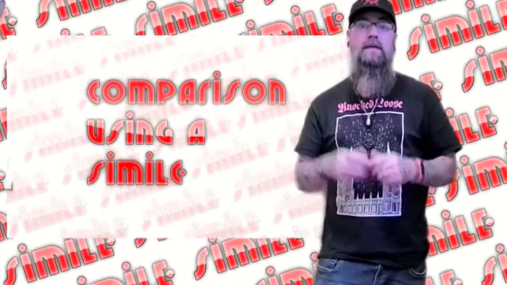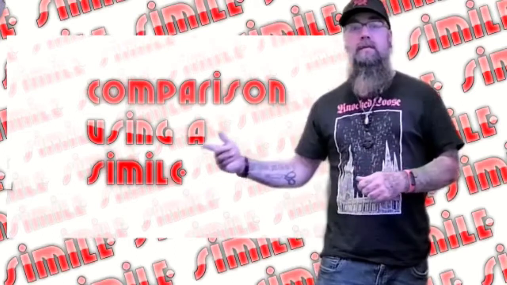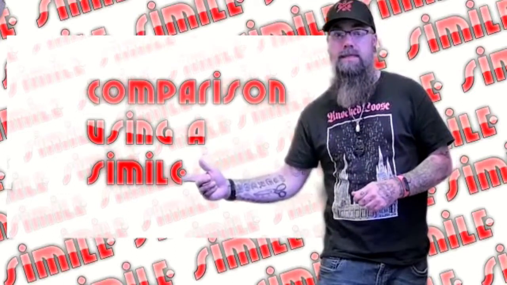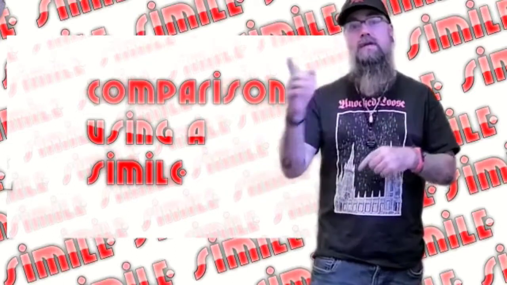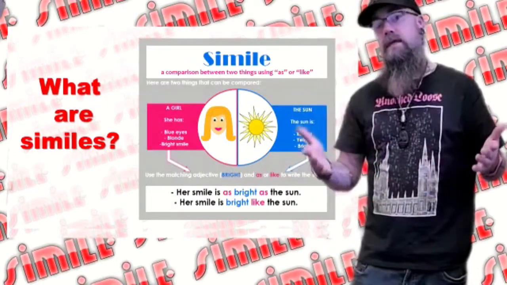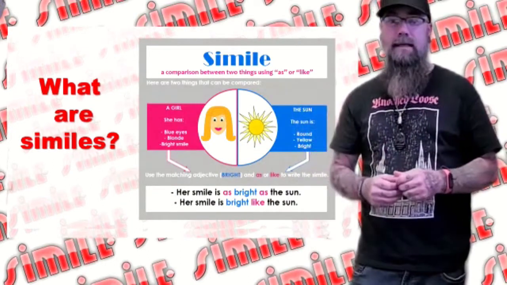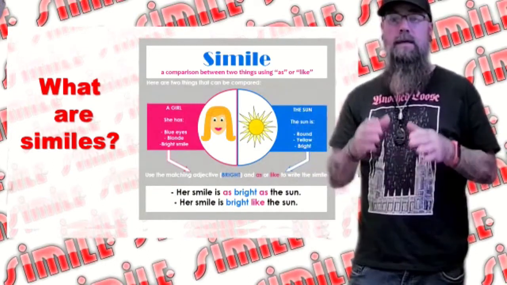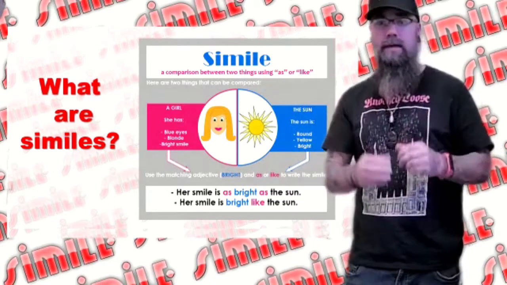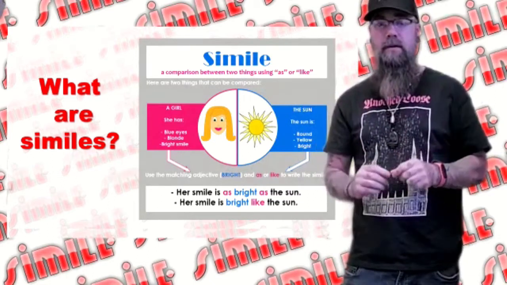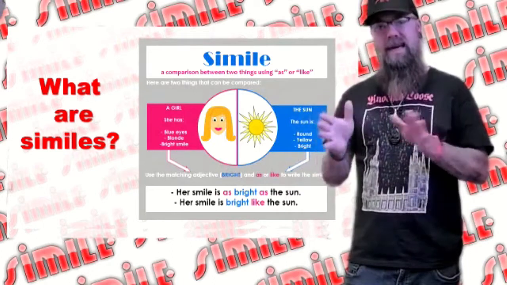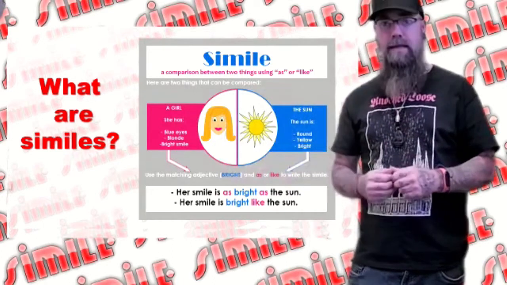Hey students and parents, this week for ELA, we're going to be talking about a figurative language term, simile, a comparison using like or as. So what is a simile? We talked about this last time when we talked about figurative language. A simile is when you take two unlike things and you compare them together and use the words like or as to connect them. And we'll talk about that in a little bit.